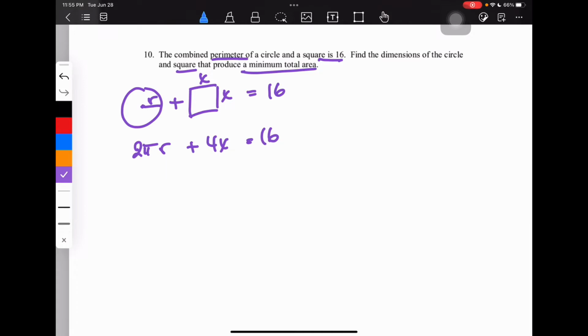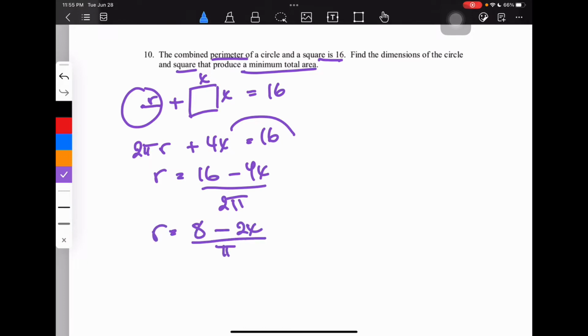I'm going to make this in terms of r, so I'm going to move this to the other side and then divide by 2 pi, so r is equal to 16 minus 4x over 2 pi. I'm going to further simplify this into 8 minus 2x all over pi, dividing everything by 2. It also says to find the dimensions of the circle and square with minimum total area. So the area would be x squared, that's the area of the square, plus the area of the circle, which is pi r squared. We know what r is, so we can just plug that in there.